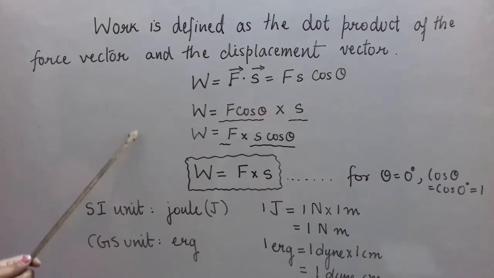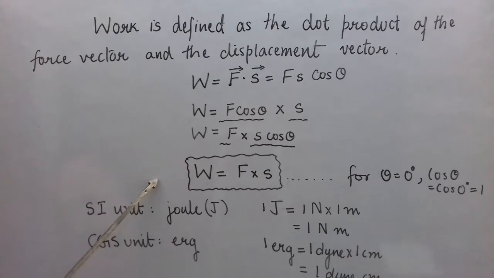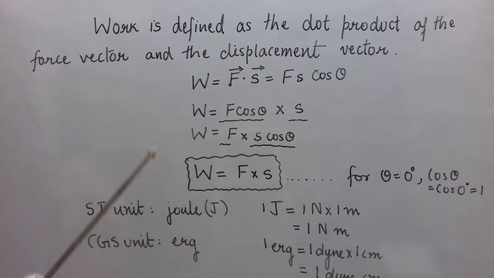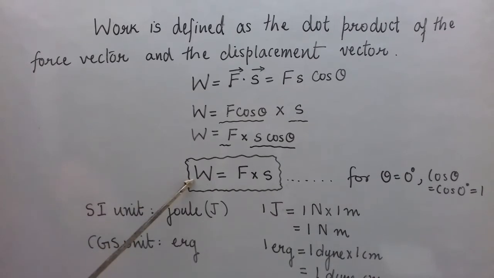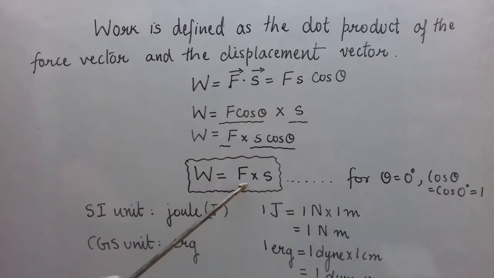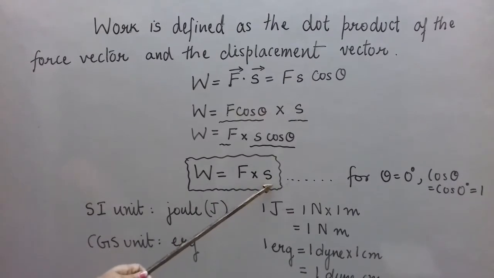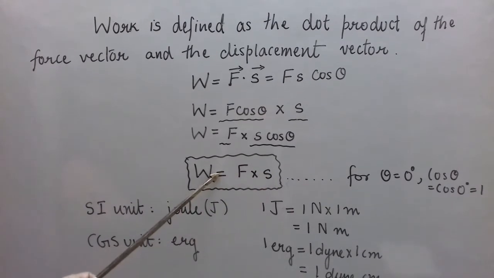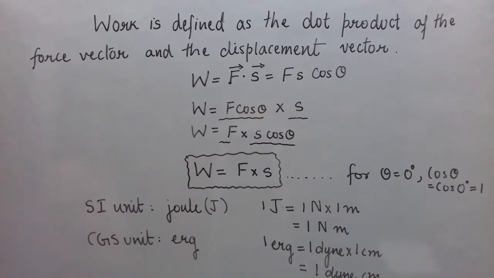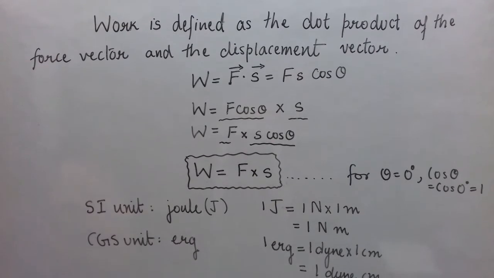So NCERT definition you have to learn by heart. I will repeat it. So when the question in the exam comes, define work, you will write: work done is defined as a product of magnitude of force applied and magnitude of displacement produced in the direction of force applied. Okay, so now you know the definition of work which you are supposed to learn and write in your exam.